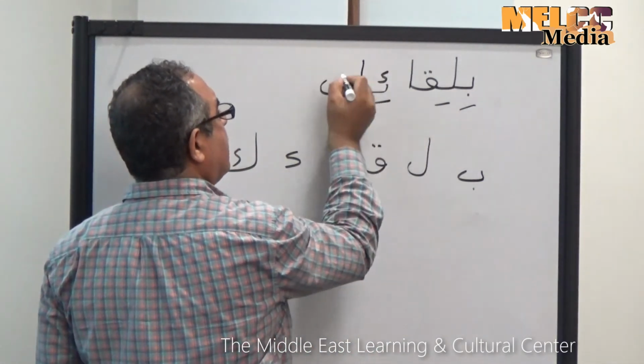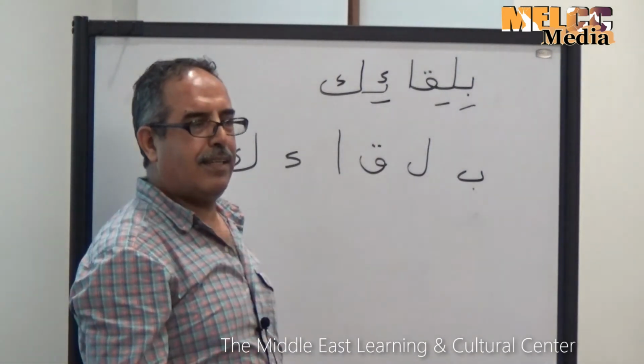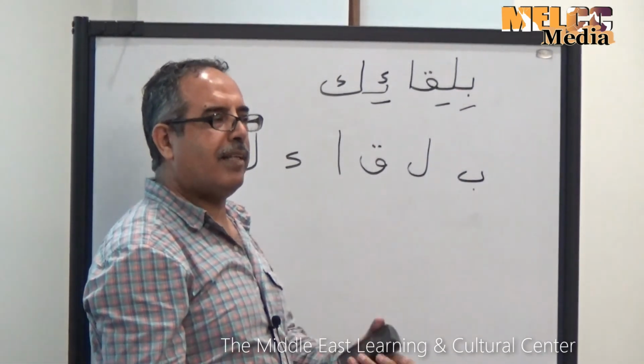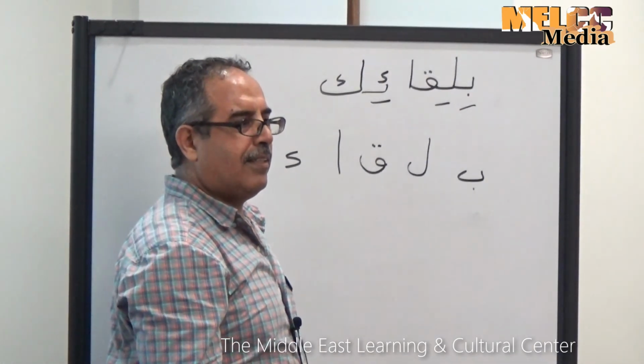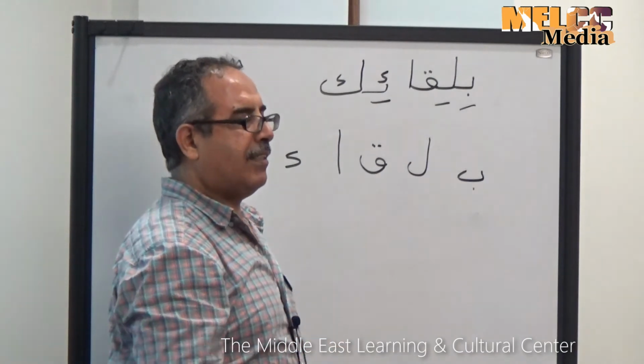Then the last one is what? Kaf. Biliqa'ik. Exactly, biliqa'ik. Not ik, ik would be ya. Right? Biliqa'ik. Right.